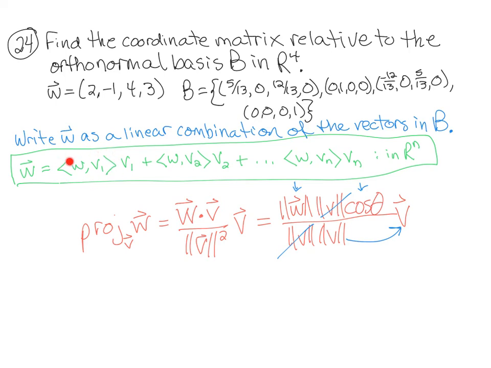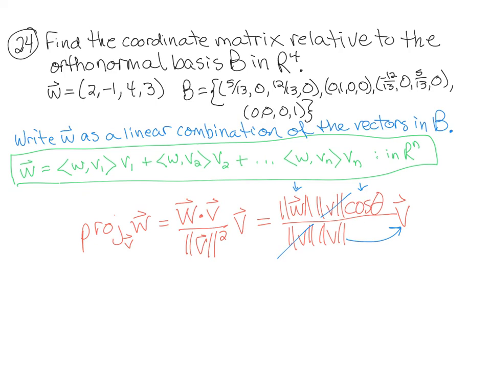But this dot product right here and that vector right there, remember V is part of the orthonormal basis, so this is 1. This is already a unit vector. So all we're doing is finding the component of W that's in the V direction, and we're going to do that for every single one of these vectors, and we'll come up with the vector W written as the linear combination of each of these vectors.